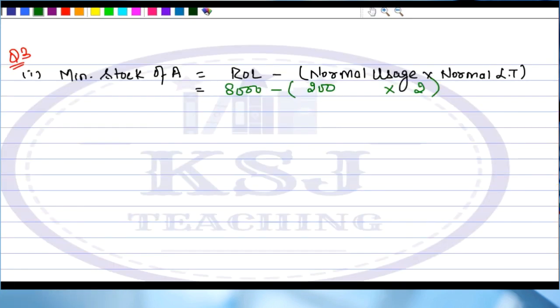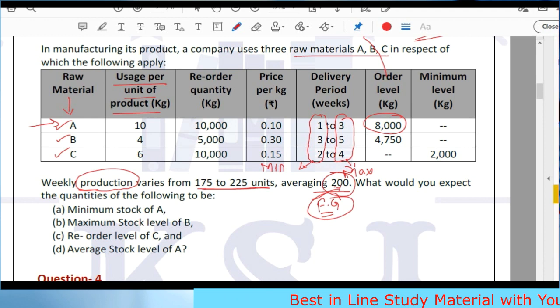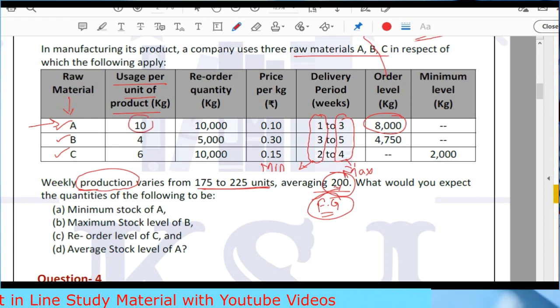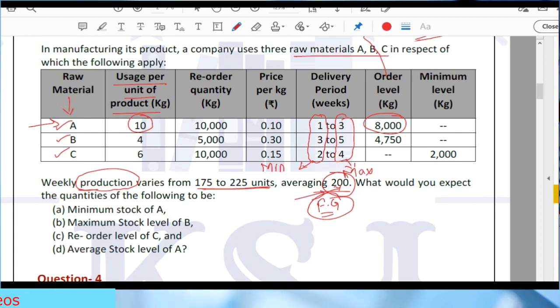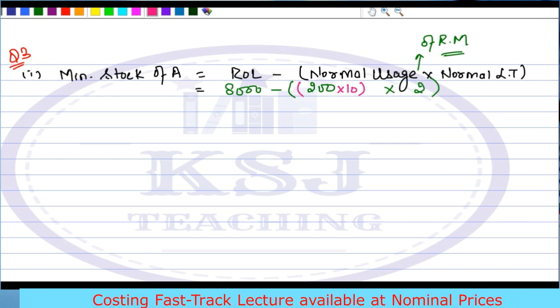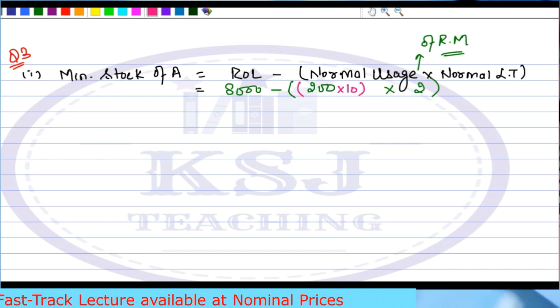Here what we have to take is normal usage of raw material, right? See, for making 1 unit of the finished product, how much of A is used? 10. For making 200 units of the finished product, how much material A will be required? 200 multiplied by 200 multiplied by 10. Okay. Then multiplied by the lead time.